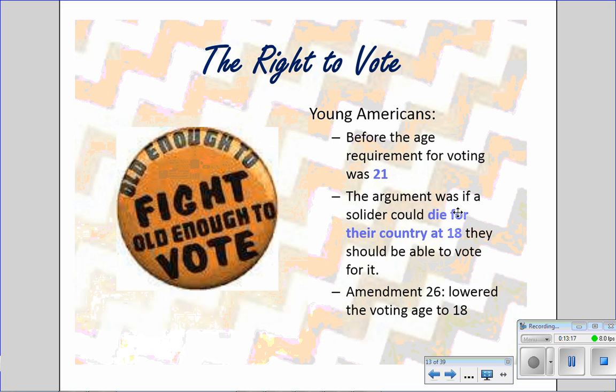And the argument was, if a soldier could die for their country at 18, they should be able to vote for it. So if you could be drafted and have to go fight for your country, you definitely need to have a say in those elected officials that are making the decision whether or not to go to war. The president who's deciding whether or not to send in troops, Congress who declares war. You should be able to vote and have a say in that if you can be sent overseas or sent someplace to fight and die. Finally, the 26th Amendment lowered the voting age to 18.